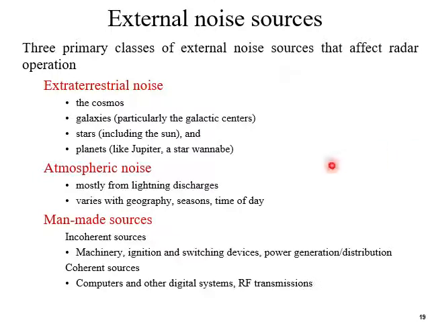Now there are different external noise sources. First of all, extraterrestrial noise coming from the cosmos, galaxies, stars, planets, all of them produce noise. Then we have atmospheric noise, mostly coming from lightning discharge, which also varies with geography, season, time of day, etc. Then we have man-made noise. These are incoherent noises, generally coming from machinery, ignition and switching devices, power generation and distribution, and there are certain kinds of coherent sources like computers, other digital systems, RF transmissions, etc.